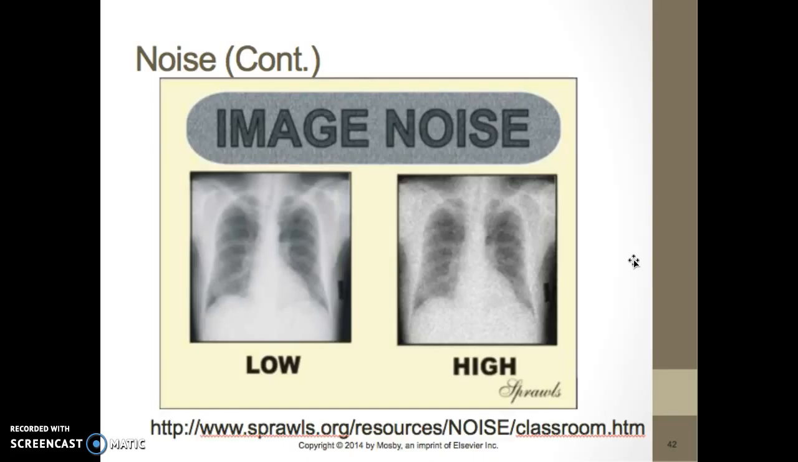So here, this is just noise, okay? This is low noise, this is high noise. You can see all the artifact on that image.